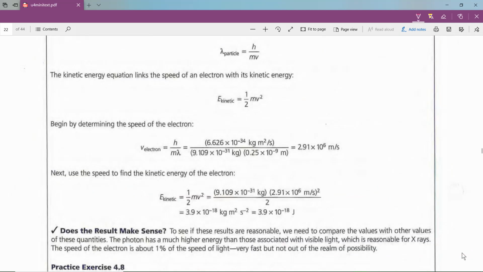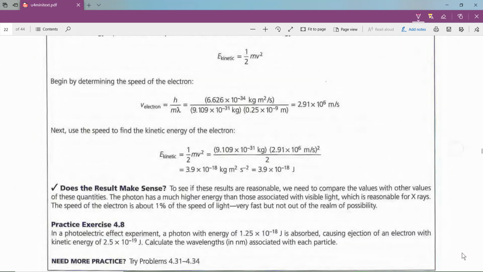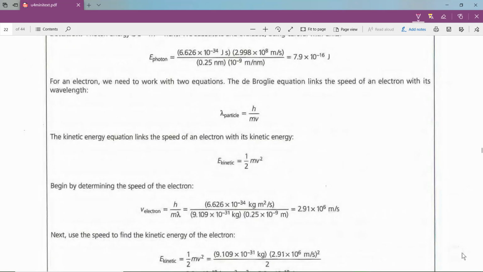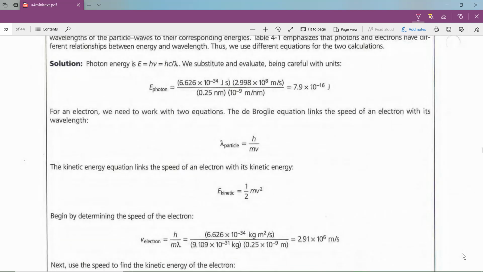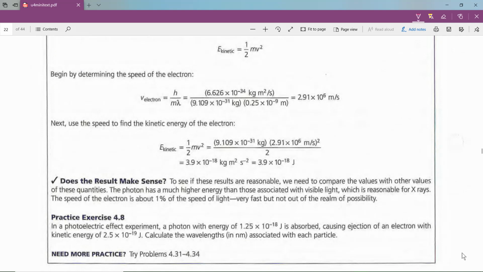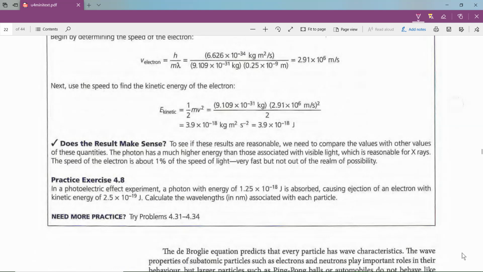And going through, it's all good. So the photon energy is 7.9 × 10^-16. The electron energy is smaller, 3.9 × 10^-18. Photon has a much higher energy than visible light, which is reasonable for X-rays. In fact, this getting the crystal information is usually called X-ray crystallography. The speed of the electron is about 1% of the speed of light, very fast, but not out of the realm of possibility.